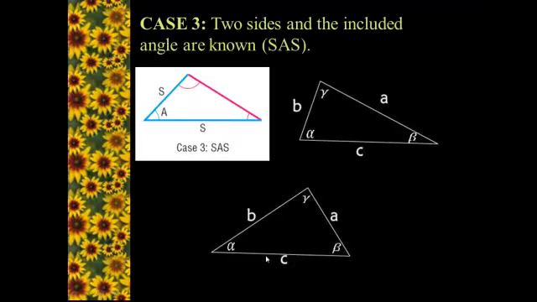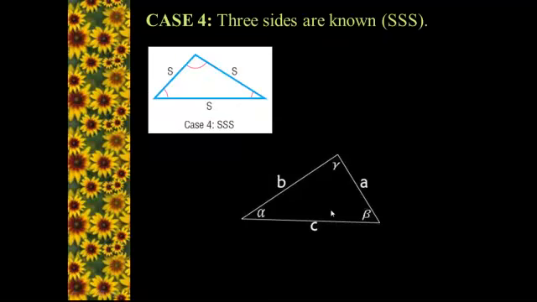Two sides and the included angle are known, side angle side. Another example would be side A, angle beta, and side C, or side B, angle gamma, and side A. Three sides are known, and this is pretty straightforward. We would just know all of the sides.